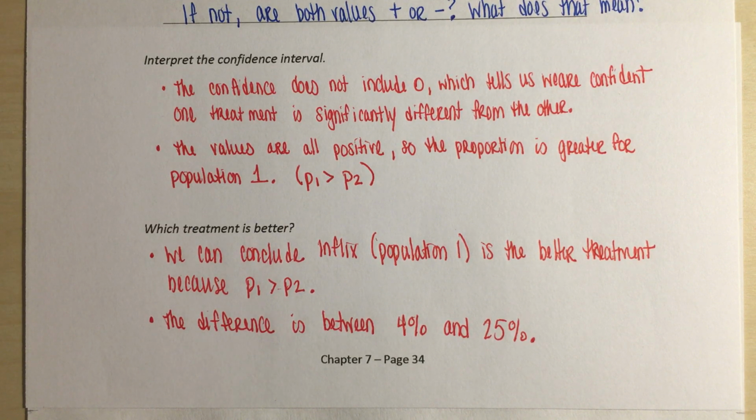The difference between these 2 treatments is the other information that we're given in our confidence interval. So Inflix is between 4% and 25% better based on the information that we're given in our problem. When you're dealing with confidence intervals and you're looking at the difference, your first question should be, is 0 included in your interval, or are both positive or both negative? And then what does that mean as a result? And again, can we answer other questions as we did in this case? Which treatment was better based on the information that we were given?